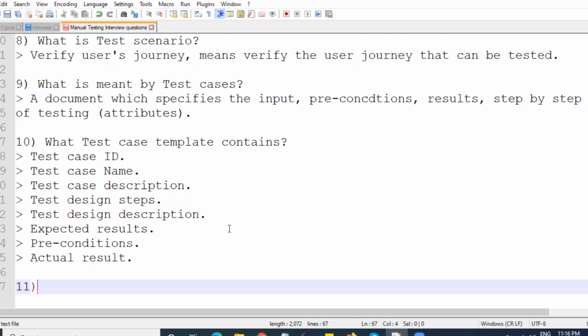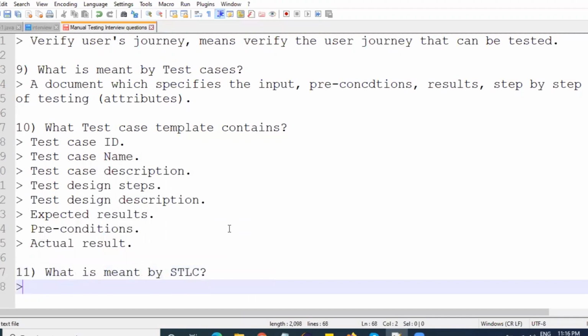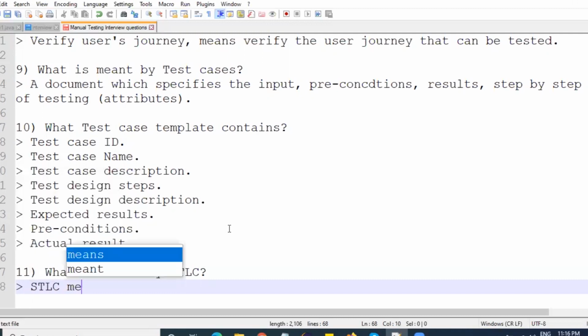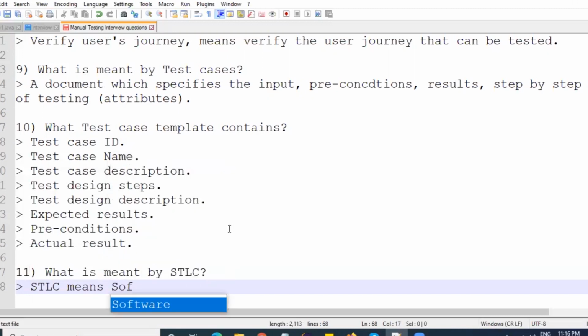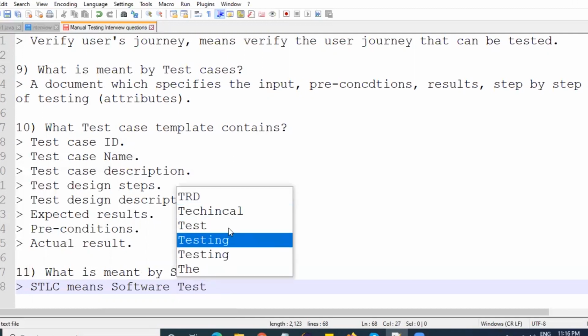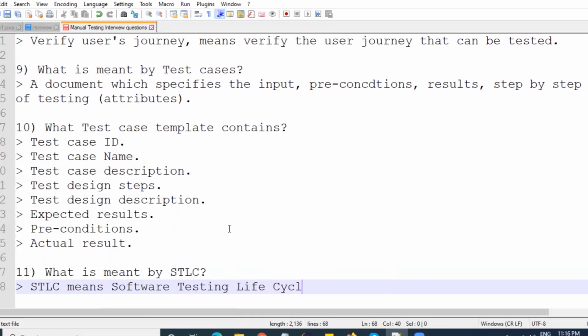The 11th question will be, what is meant by STLC? Whenever dealing with STLC, we have to know what it is. STLC is nothing but the software testing life cycle, which means we deal with testing related activities. STLC means software testing life cycle. And the definition of STLC is that it contains the testing related activities.